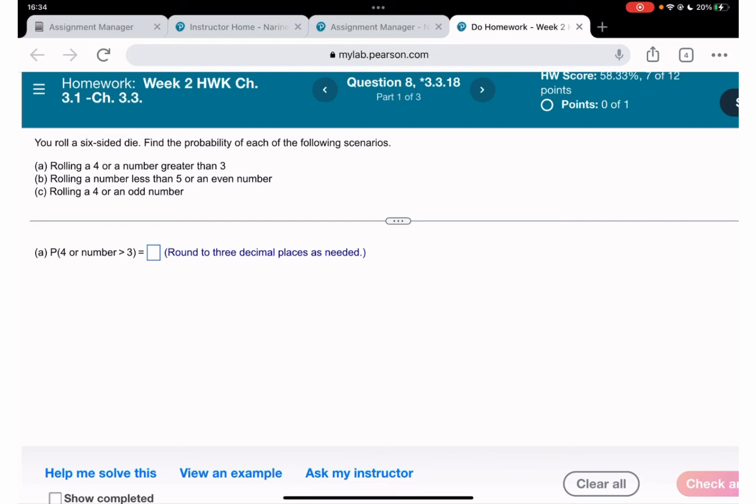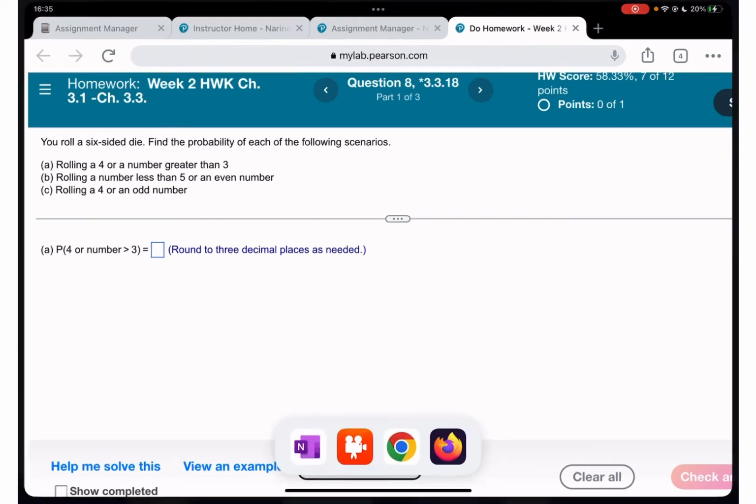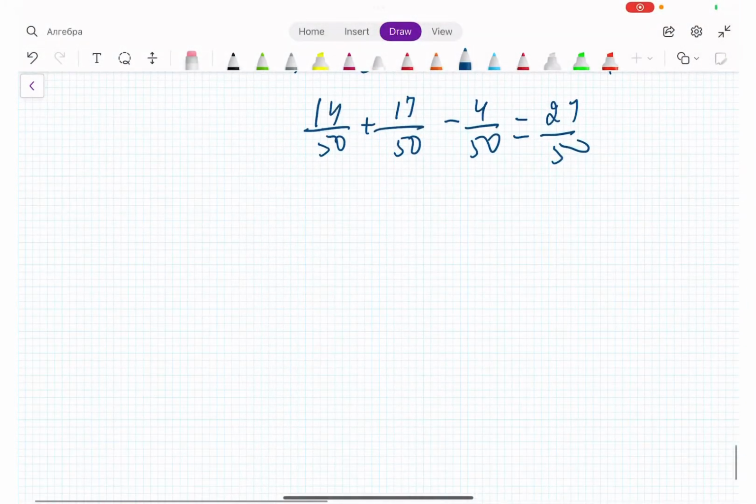Next question. Question number 8. So what do we have here? You roll the 6-sided die. Find the probability of each of the following scenarios: rolling a 4 or a number greater than 3. Okay? Rolling a 4 or a number greater than 3, it's going to be 4, 5, 6, right?